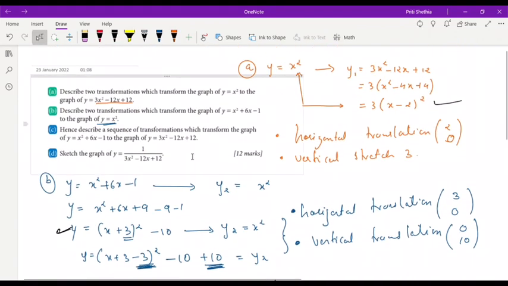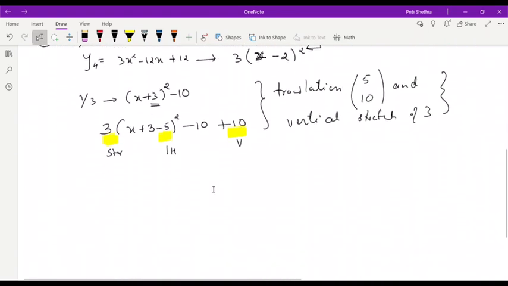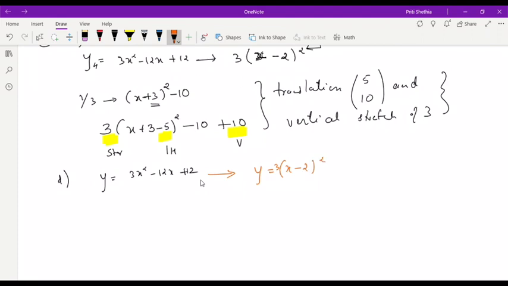Last part of this question says sketch the graph of y is equal to 3x squared minus 12x plus 12. Now whenever we have to plot the inverse graph, it is very important to figure out the asymptotes. Writing this in perfect square form, we get y is equal to 3 times x minus 2 the whole square. What we have to plot is y5 is equal to 1 over 3 times x minus 2 the whole square.